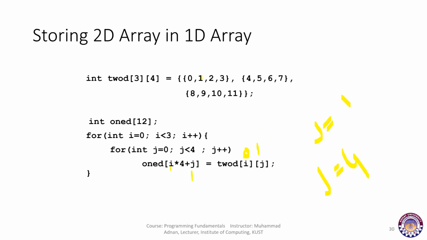And then because i is 1 now, 1 multiplied by 4 is 4. So at location number 4, initially for the first time j is 0. So at location number 4, we are storing the element at 1, 0, so second row and 0 column. So at location number 4, we are storing this value 4. And then this procedure goes on, and we convert that 2D array into a 1D array, or we copy the elements of the 2D array into the 1D array.